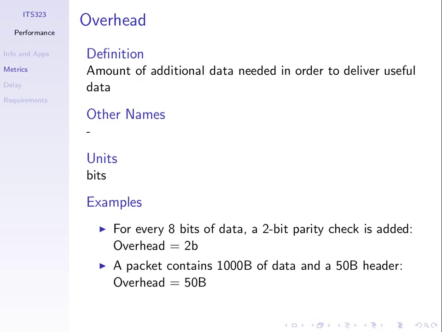In many cases, as we introduced in the first lecture, we use protocols to communicate. Protocols define how we send our messages. In many cases, to work correctly, we can't just send the original data as is. We need to send some extra information to make it work correctly.